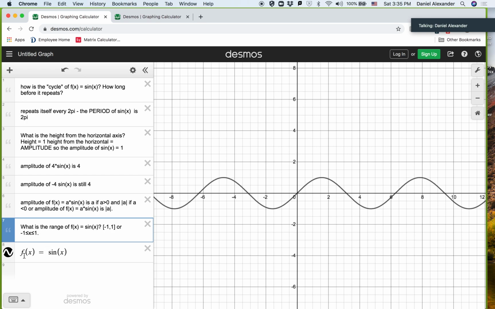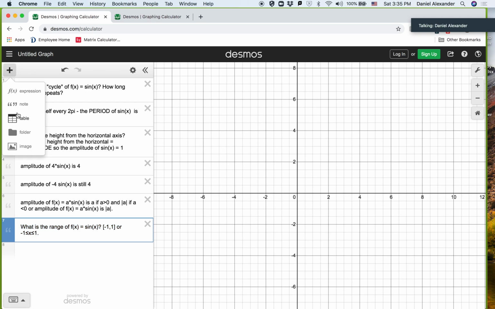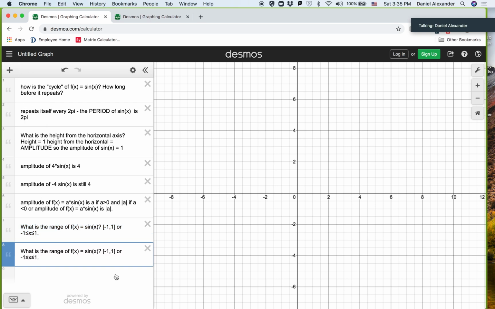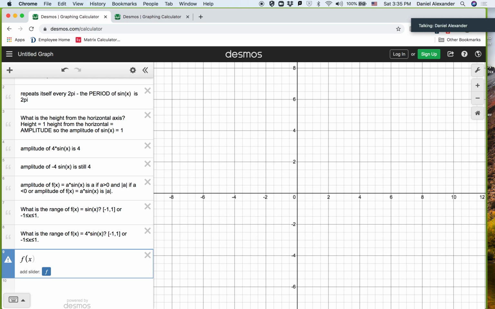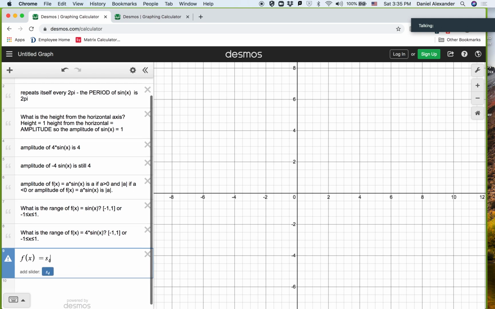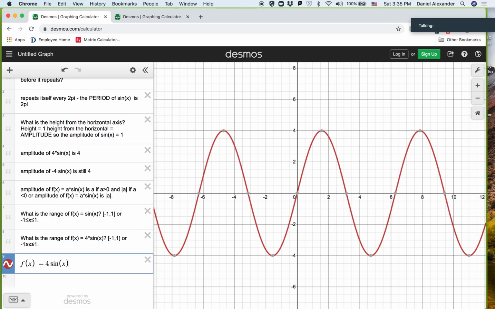Okay, now I'm going to ask a different question. So I'm going to take this off. I'm going to change that just a little bit. What is the range of 4 times sine x? Let's see what changes. Again, let's graph it. You can probably figure out what it's going to be. And you can see that the range goes high of 4, low of minus 4. So the range is going to be minus 4 to 4.